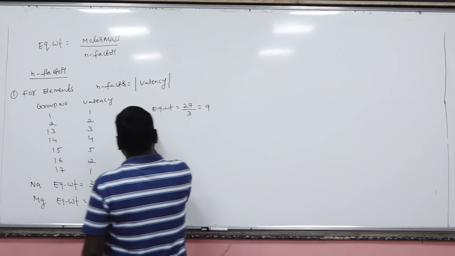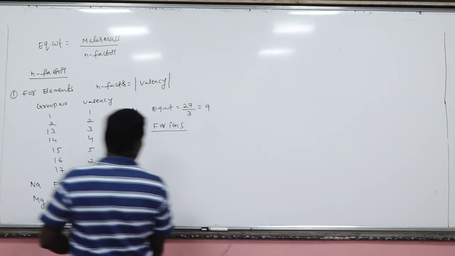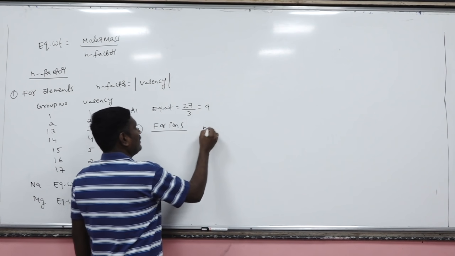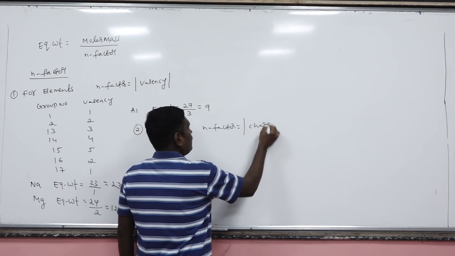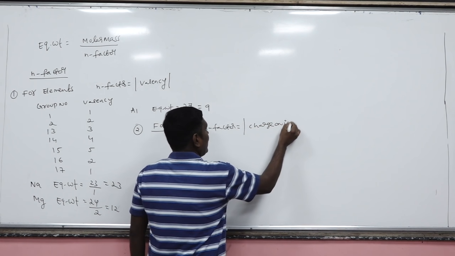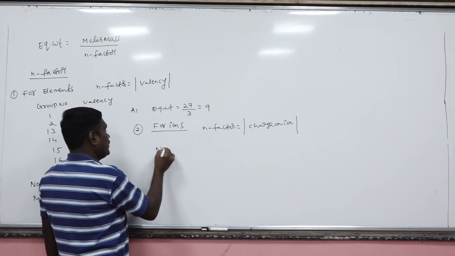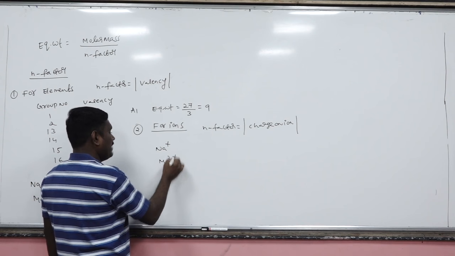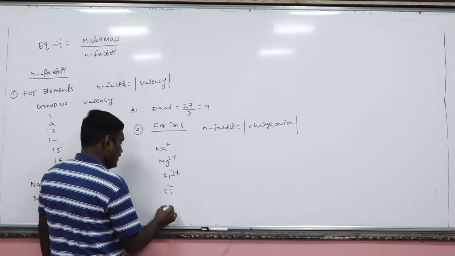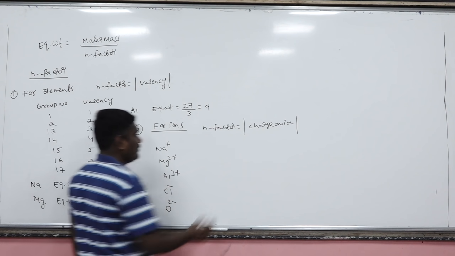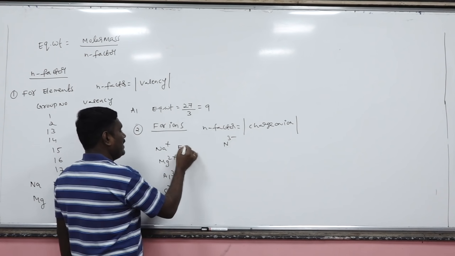Number 1. Number 2, for ions. What is the n factor for ions? Ions n factor is equal to the magnitude of the charge on the ion. We have to take the magnitude only. Let's suppose sodium ion is there, magnesium ion is there, aluminum ion is there, chloride ion is there, oxide ion is there, nitride ion is there.